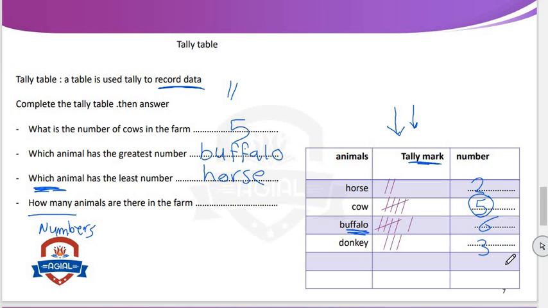Okay, find the total of these numbers with me. 2 plus 5 at first equal what? Excellent, 7. Okay, and 6 plus 3 equal what? Okay, super, equal 9. So 7 plus 9 equal what? 9 in our mind and 7 in our hand. After 9, 10, 11, 12, 13, 14, 15, 16. So the total number here equal what? 16. So we write how many animals are there in the farm? 16 animals. Is this easy? Do you understand what's the meaning of tally table and tally marks? Okay.